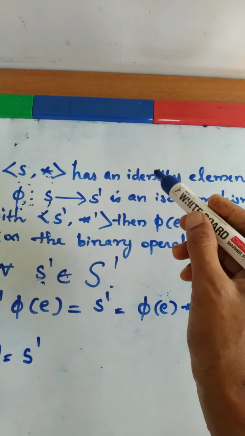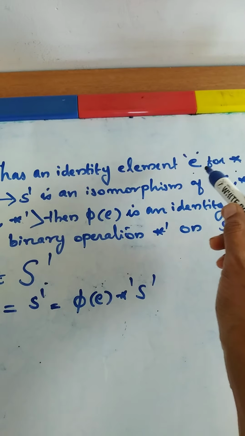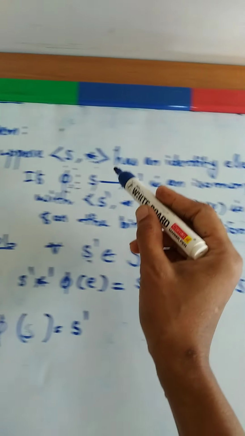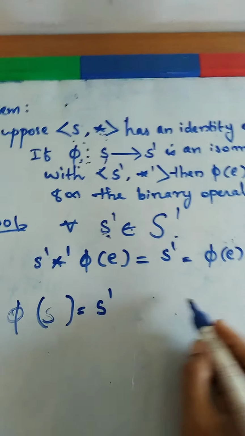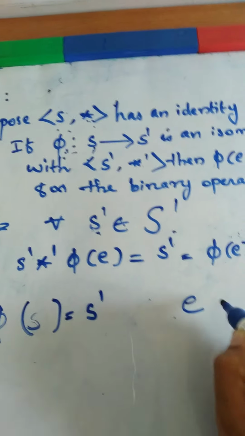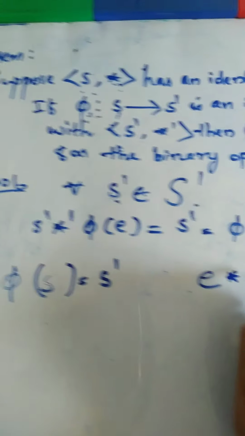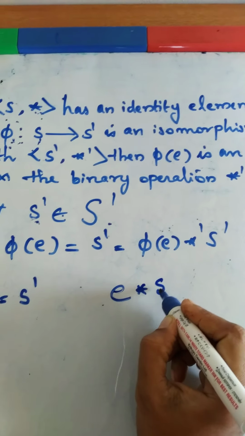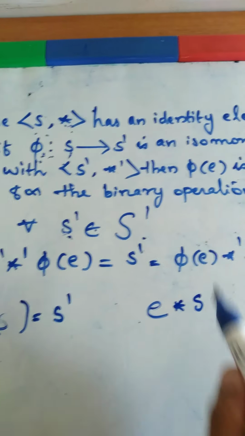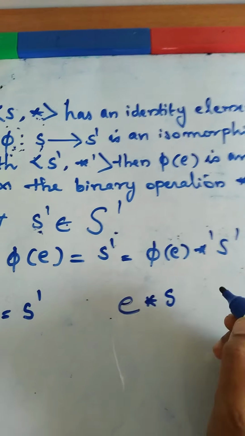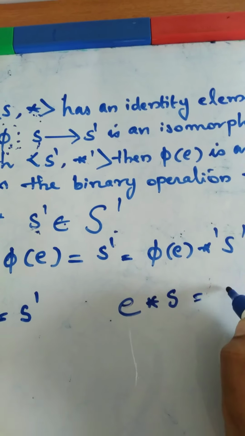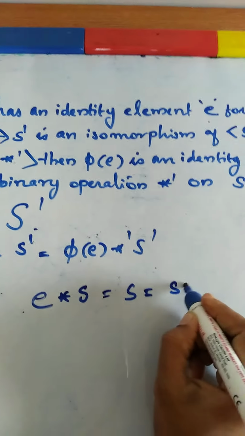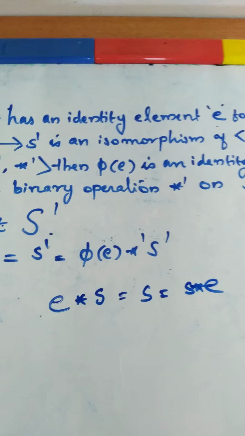Also, in our theorem statement, we have given that E is an identity element for star in S. So what will happen if we operate E with this small letter S, E star S, where small letter S belongs to capital letter S? Since E is an identity element, E star S is equal to S, which is equal to S star E. Is it clear?